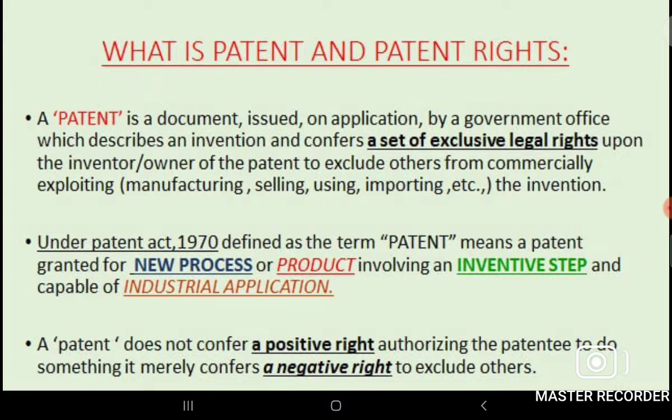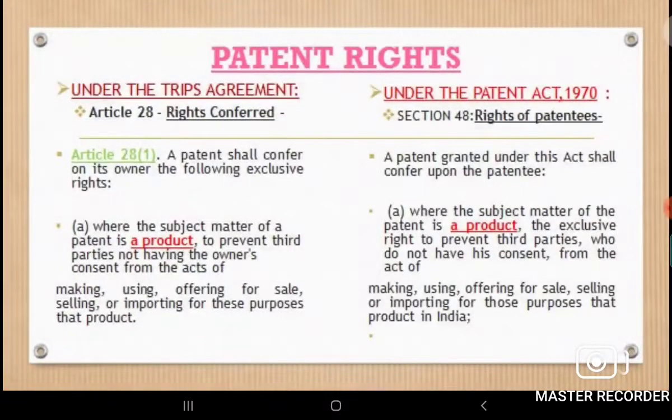So, a patent does not confer a positive right authorizing the patentee to do something. It merely confers a negative right to exclude others. Now let's talk about the patent rights.